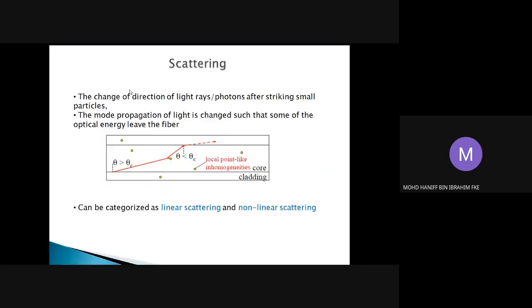It's defined to be a change of direction of the light rays or the photons after striking a small particle. So we have this small particle. When the light strikes these particles, the effect will be that the light rays change direction. And the effect will be that somehow there is a probability that the modes of light propagation will be changed.